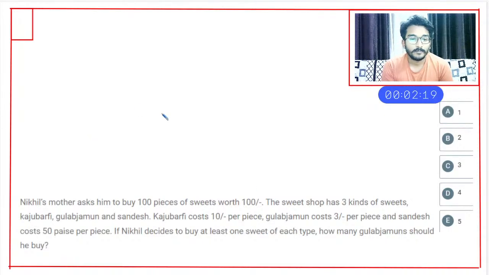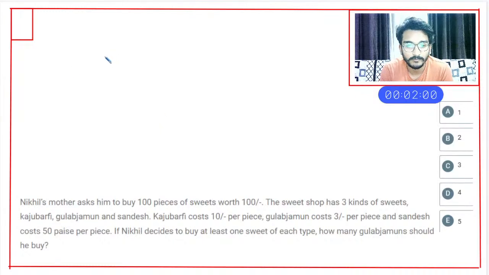So Nikhil's mother asked him to buy 100 pieces of sweets, worth 100 रुपए. Sweet shop has 3 kinds of sweets: काजू बर्फी, गुलाब जामुन और संदेश. काजू बर्फी 10 रुपए की है, गुलाब जामुन 3 रुपए का है, और संदेश 50 पैसे का है. ठीक है, तो उसने एक एक आइटम सबका खरीद ही दिया.